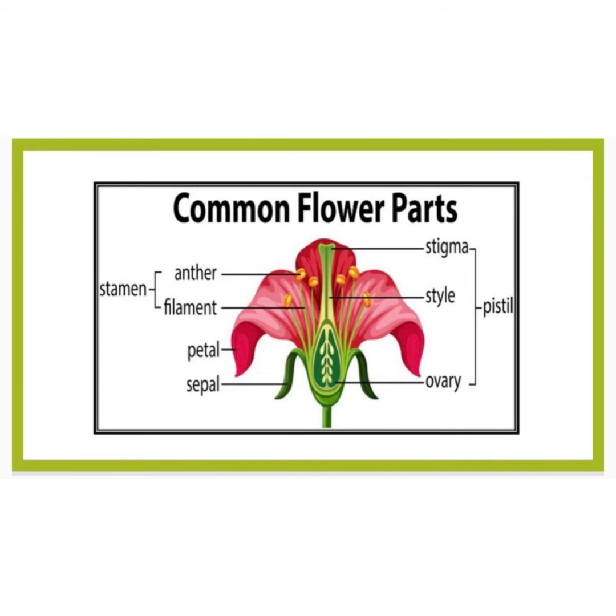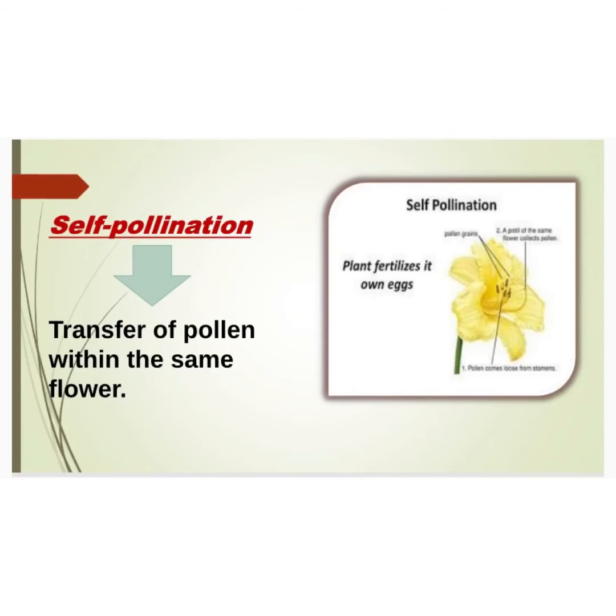Ovary is the reproductive part of any flower. Style is a long tube from where the anther goes inside and helps the flower for reproduction. Look carefully at the picture of self-pollination. It is transfer of pollen within the same flower. It means transfer of pollen from anthers to stigma on the same flower is known as self-pollination.